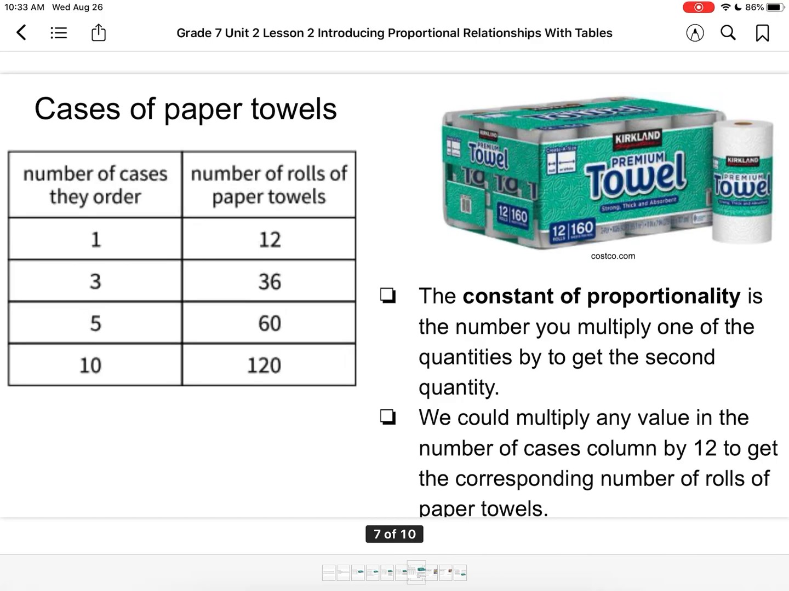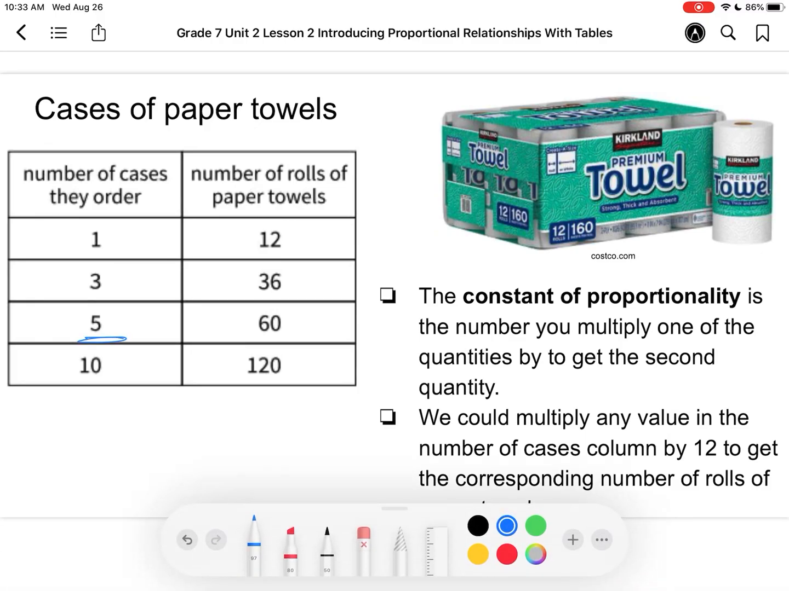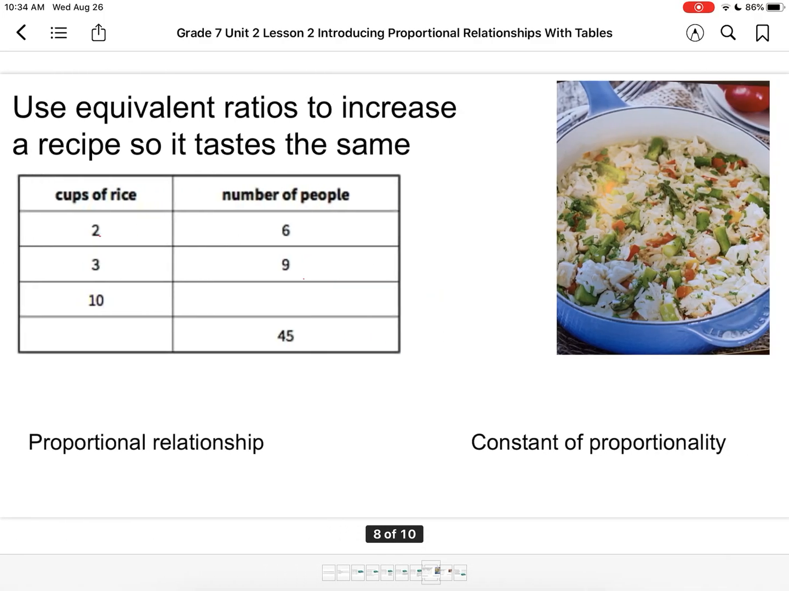Another way of describing the constant of proportionality is it's just the number you multiply one of the quantities by to get the second quantity. So if I say I buy 5 cases, I multiply that by 12 and I get 60 rolls. So in this case, the constant of proportionality is 12. It's just the number that I multiply the numbers in one column by to get the numbers in the second column.